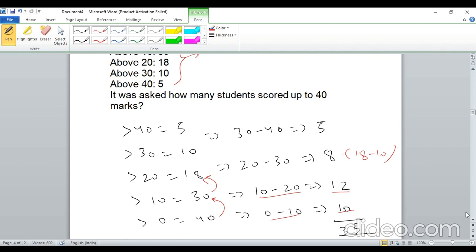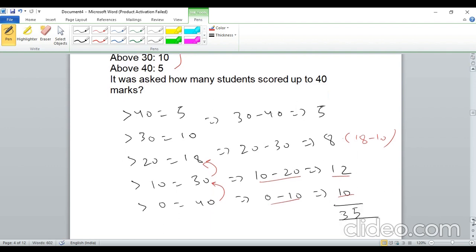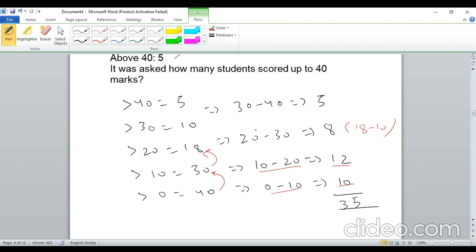So now we had to find out how many students scored up to 40 marks. Up to 40 means we have to add all of these, right? So if you add all of these, you'll get 35. So this should be the right answer.